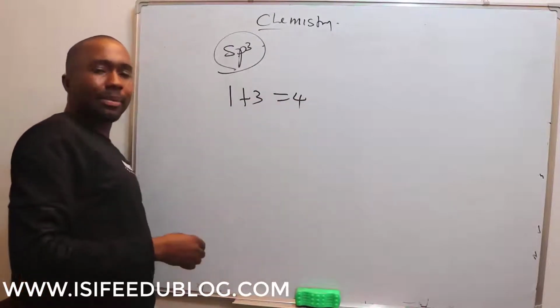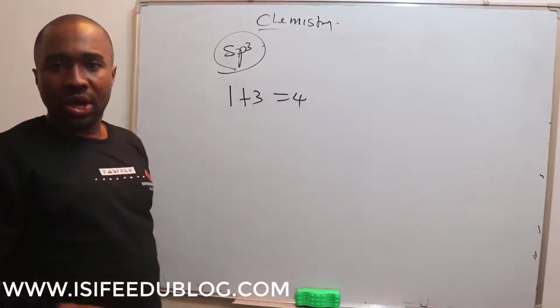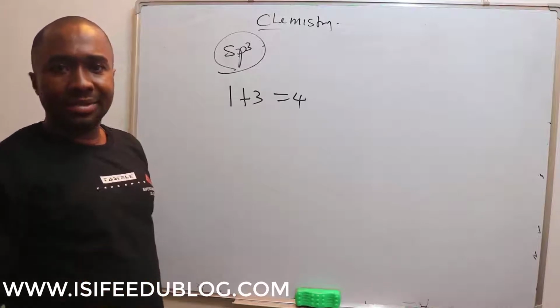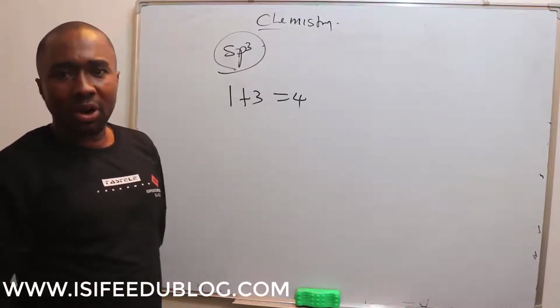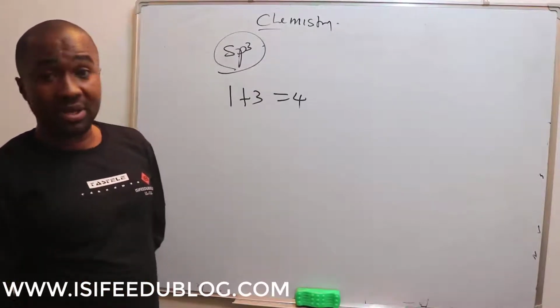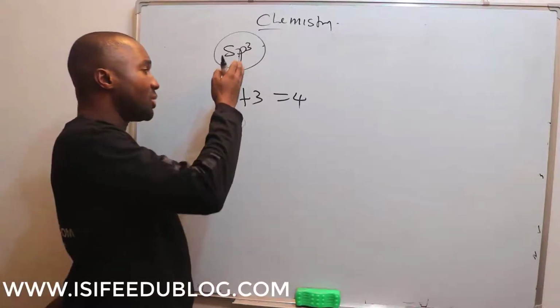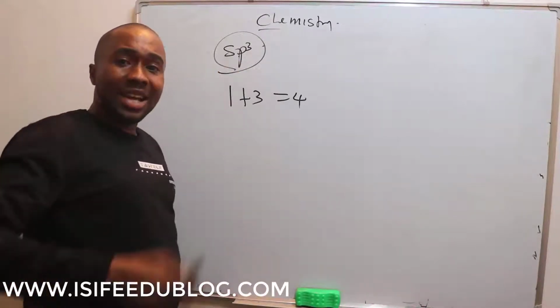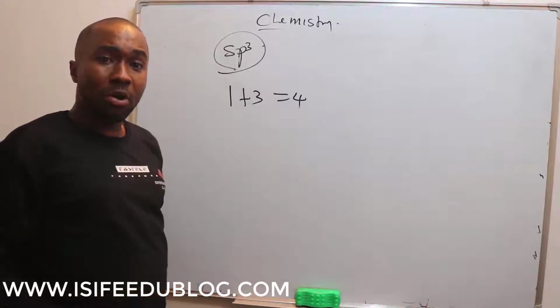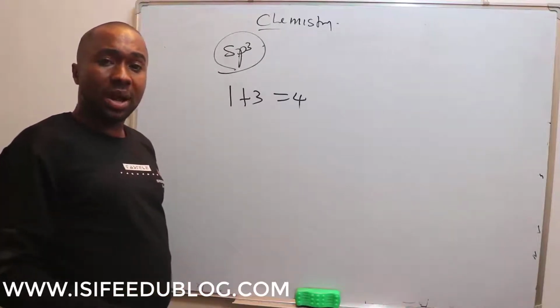So anytime you see a compound and they say you should identify whether it's SP3 or SP2 or SP, it's very simple. If you are talking about SP3, the number of attachments to the central atom must be 4 before there will be SP3 hybridization.